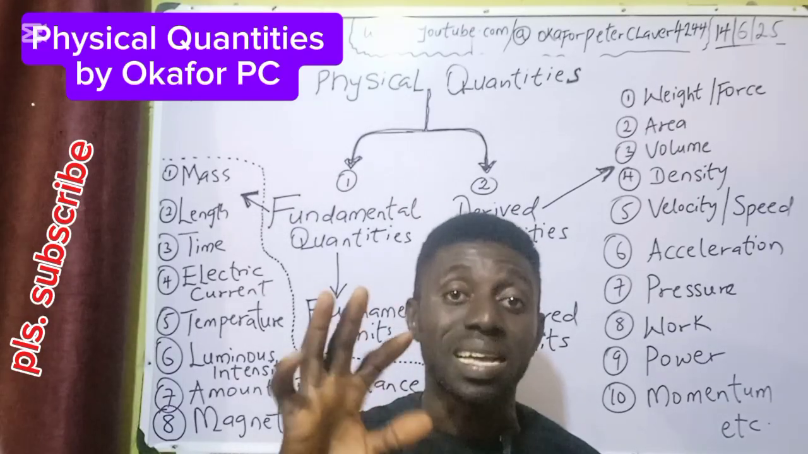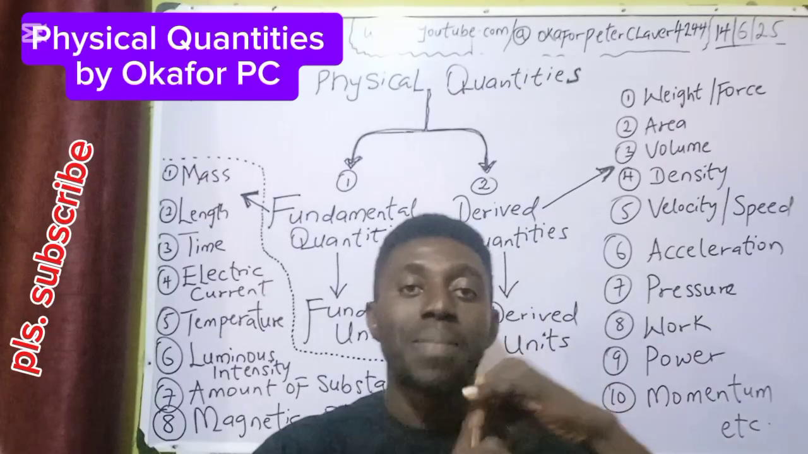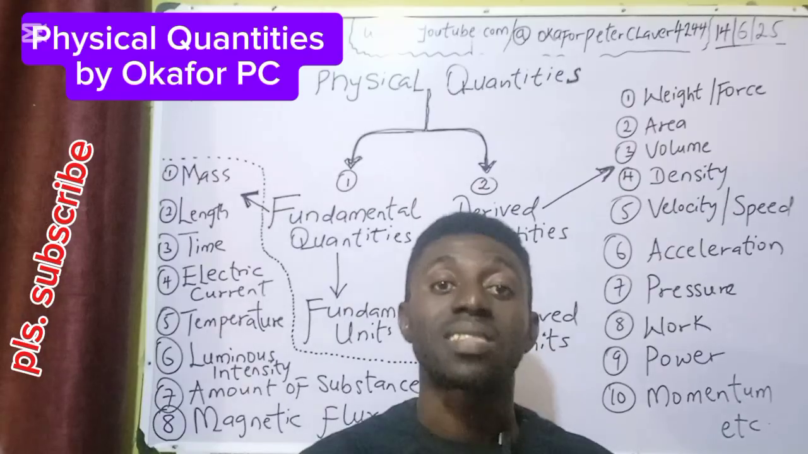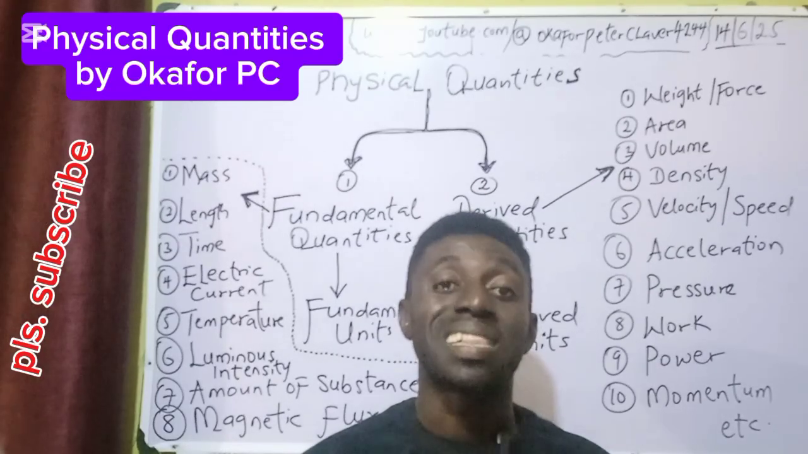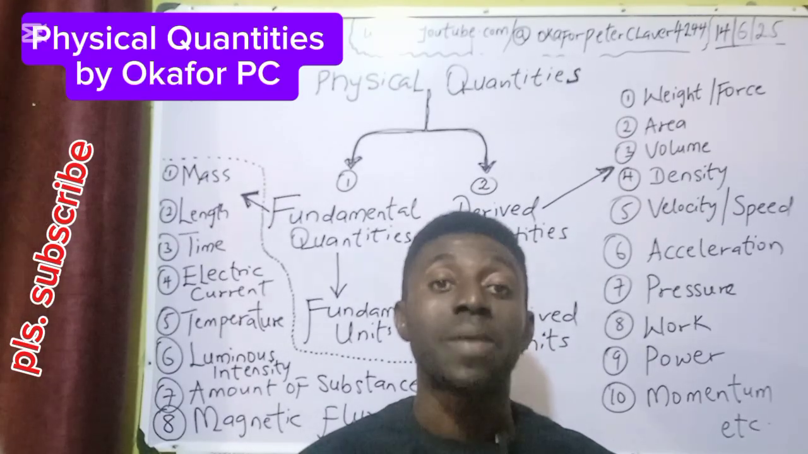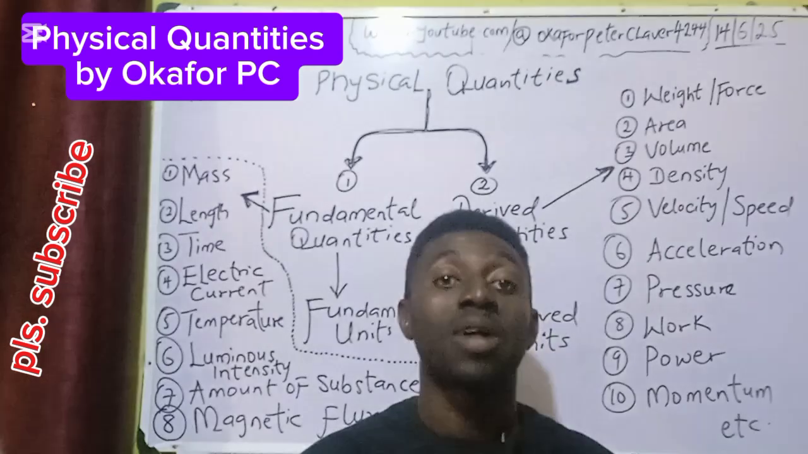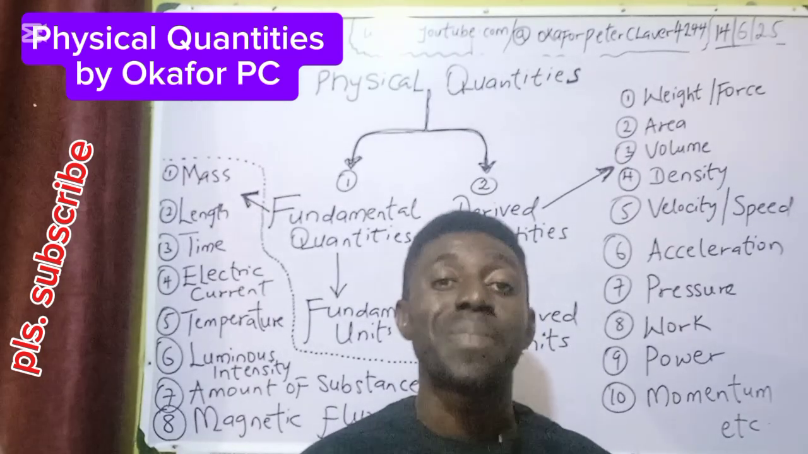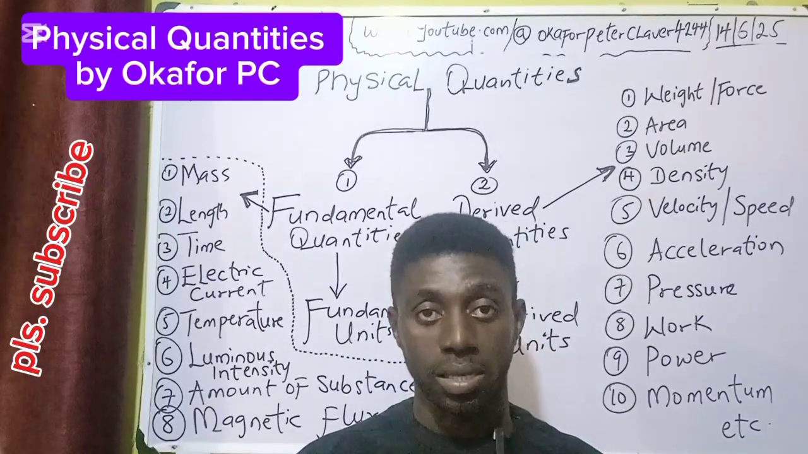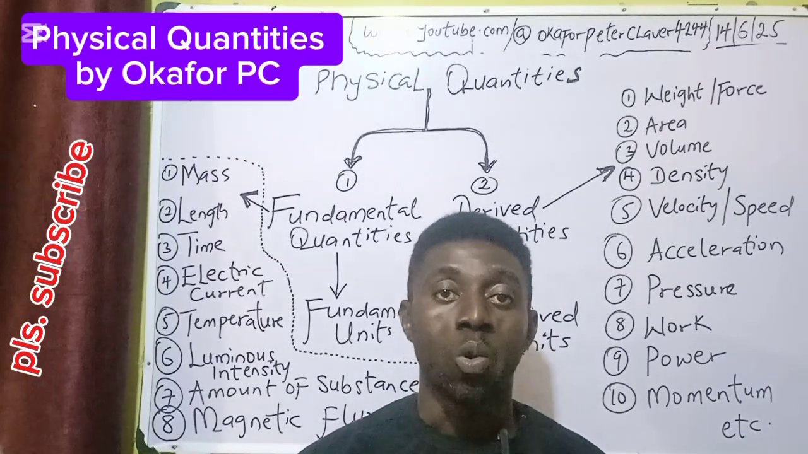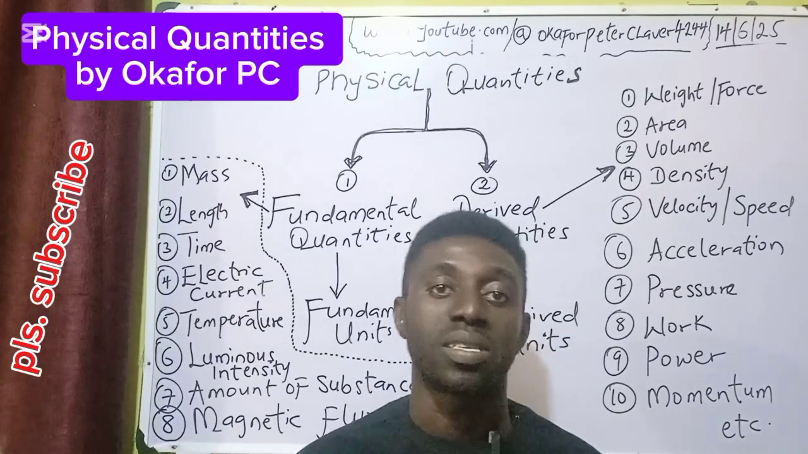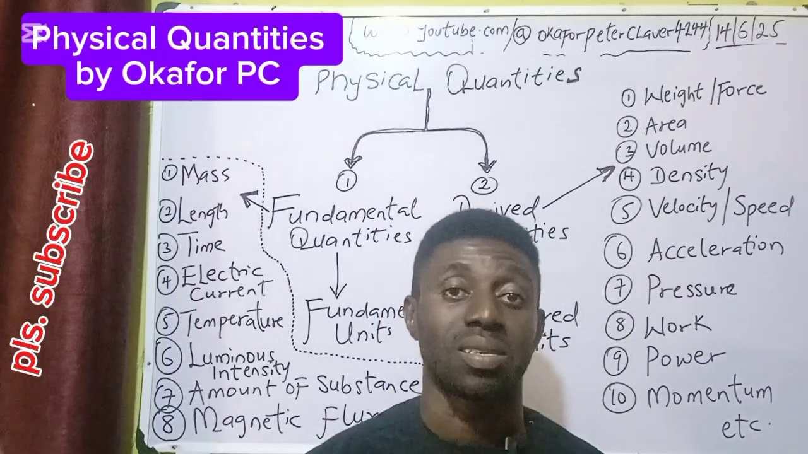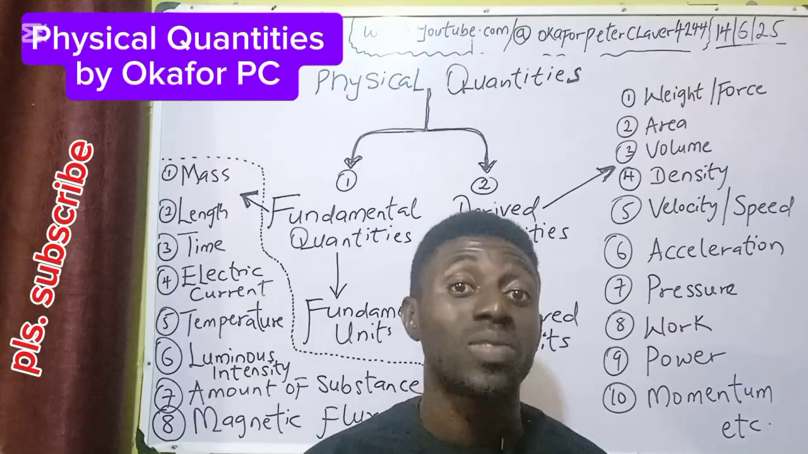And they are 8 in number. Number 1 is mass. Number 2 is length. Number 3 is time. Number 4 is electric current. Number 5, temperature. Number 6, amount of substance. Number 7, luminous intensity. Number 8, magnetic flux. Do not panic. We will take them in parts for easy understanding. Recall, fundamental quantities are those quantities that are basic, that must be found in every matter.